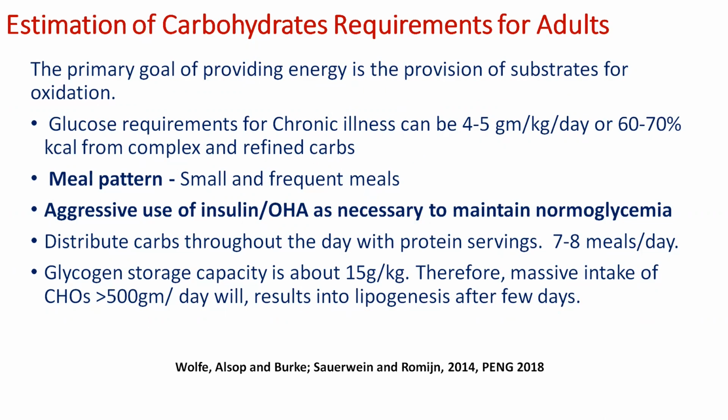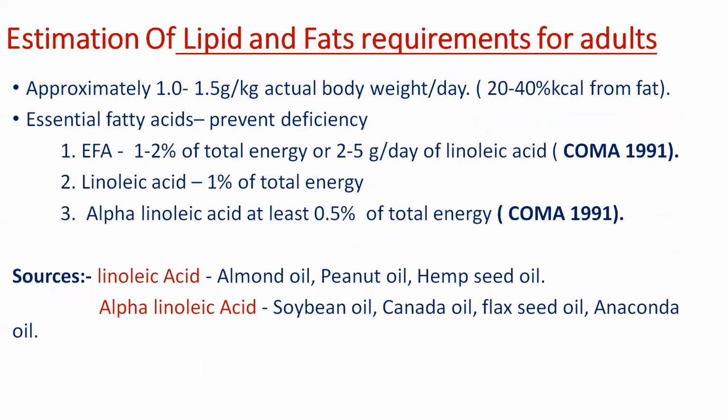Again, even if we see that providing this much of calorie part from the carbohydrate, insulin resistant patients may fall into hyperglycemia. So just let them go into the hyperglycemia. Aggressive use of insulin, OHA as necessary to maintain the normoglycemia can be followed, but do not reduce more of the carbohydrate because this is the primary source of energy in decompensated cirrhosis patients.